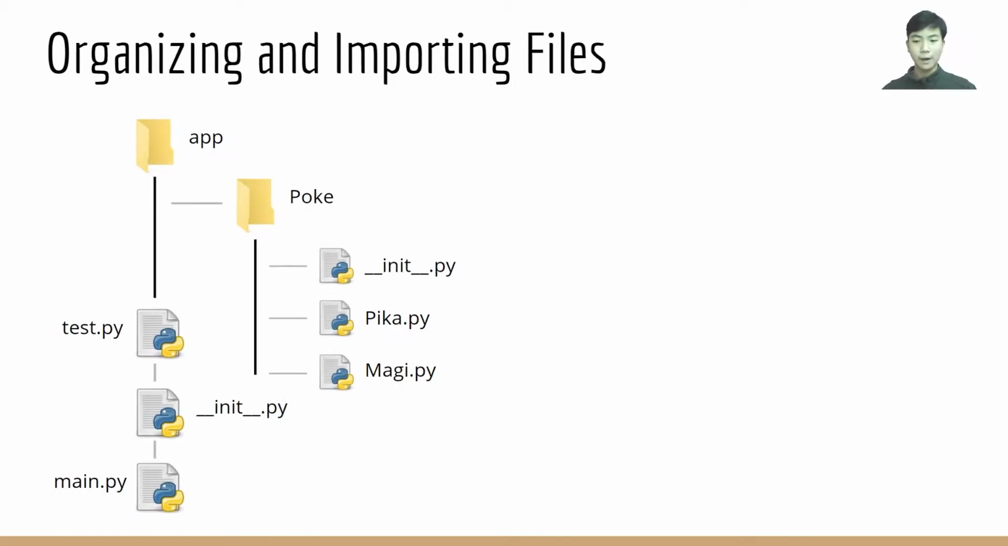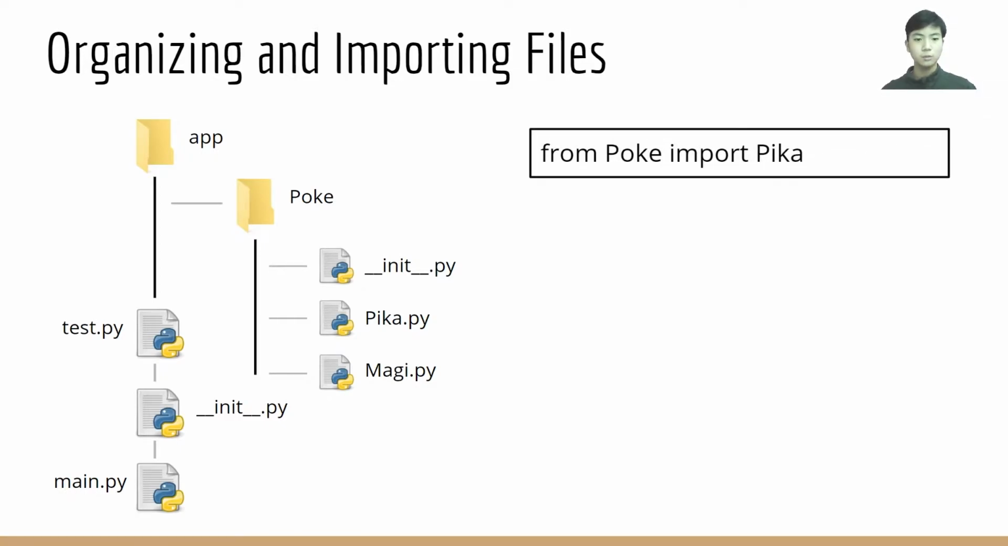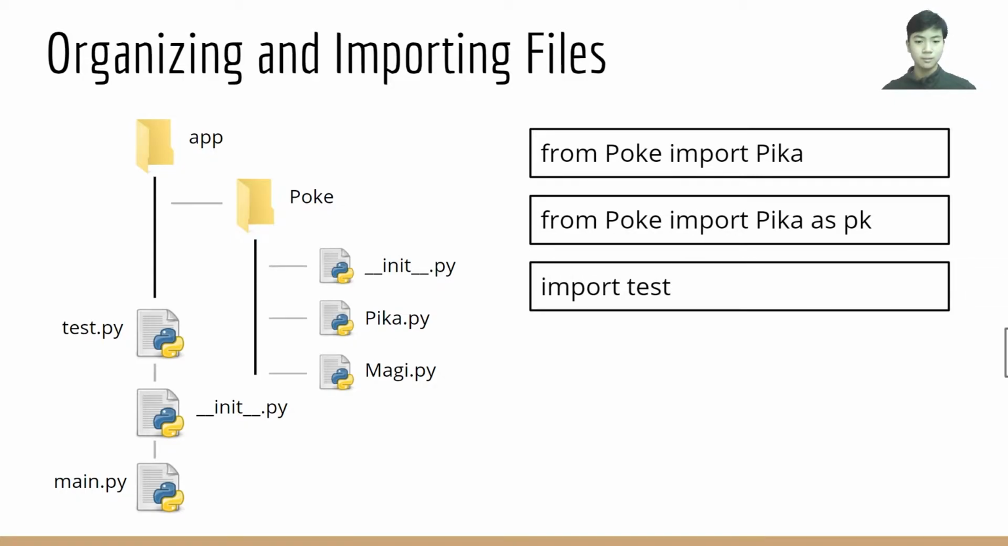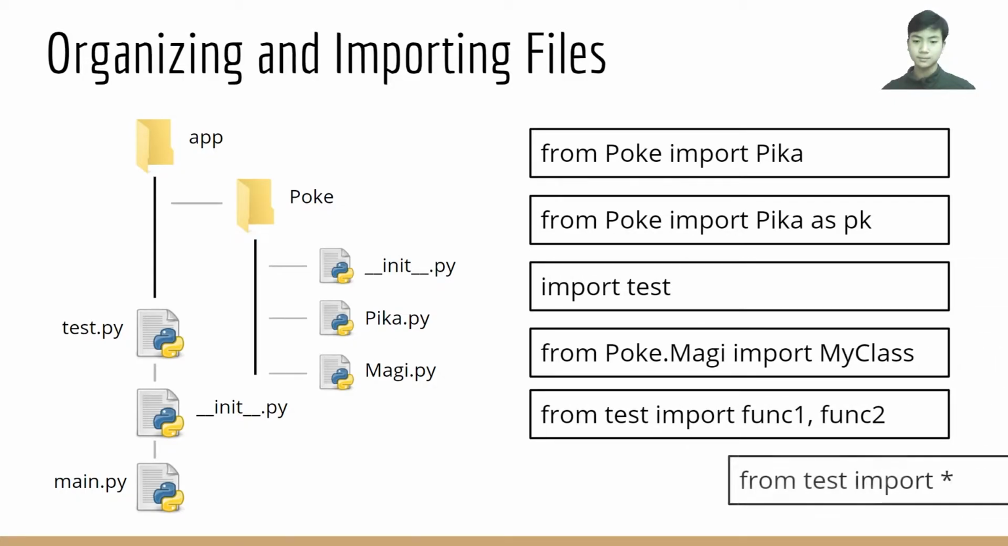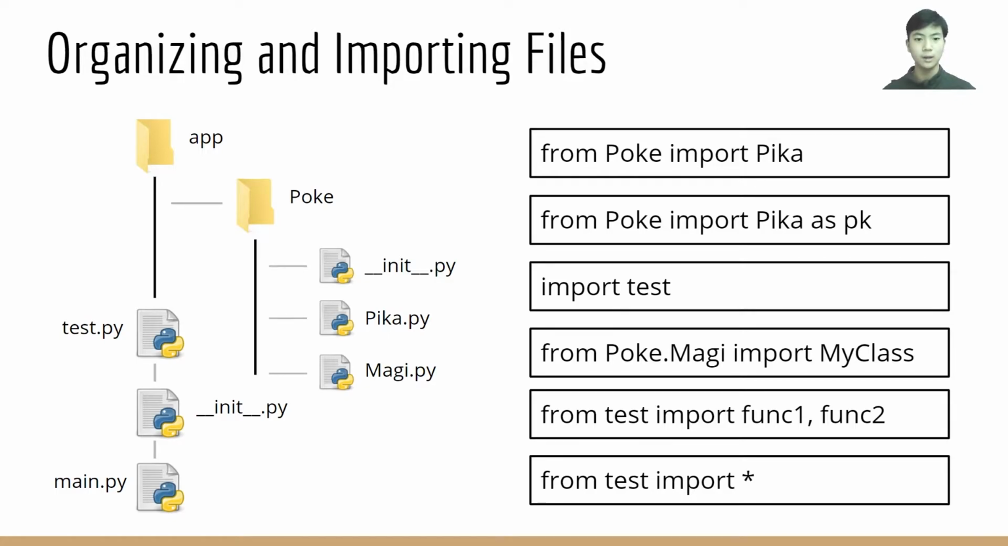So here is a file tree, and I will show you how you can use modules in this file tree. So here's some code that you can use. There's 6 of them in total. Let's begin with the first one. From Poke import Pika. We're in main.py right now. We're going to be pretending that we're coding right now inside of the Python file called main.py. And right now we're going to call up the module called Pika, which is in another folder inside Poke.